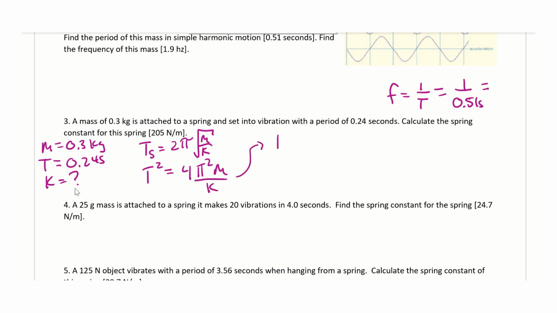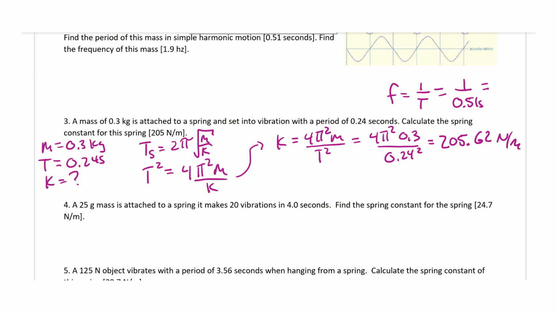And so you can see from there you get k is equal to 4 pi squared m all over period squared. So if you go ahead and plug that in, you get 4 pi squared times 0.3 all over 0.24 squared. So we'll go ahead and plug that into our calculator. And we get 205.62 newtons per meter.